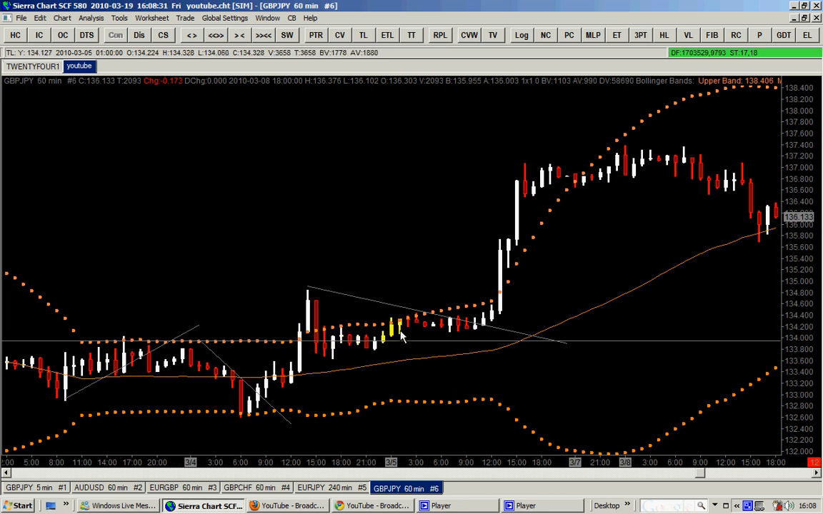And you'll be doing this up and down till either the resistance is broken or the support line is broken to define a new trend. But I do not tell you to do that. I prefer that people use a different way.